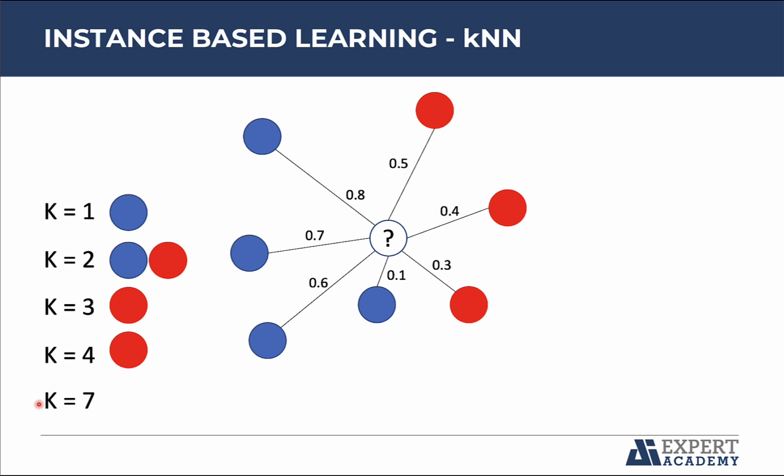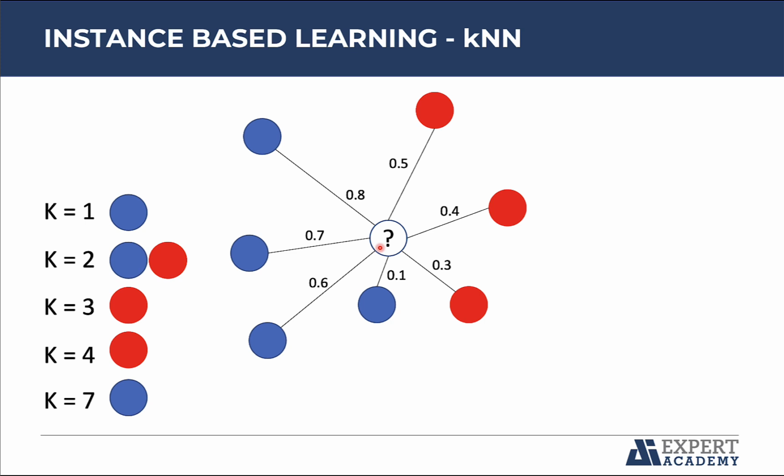Finally, the last example: if k is equal to 7, then the new point will be classified as blue, since we are considering all the neighborhood points. There are 1, 2, 3, 4, 5, 6, 7 points in total. 4 are blue and 3 are red. So the new point will be classified as blue. This is how the k-nearest neighbor algorithm works.